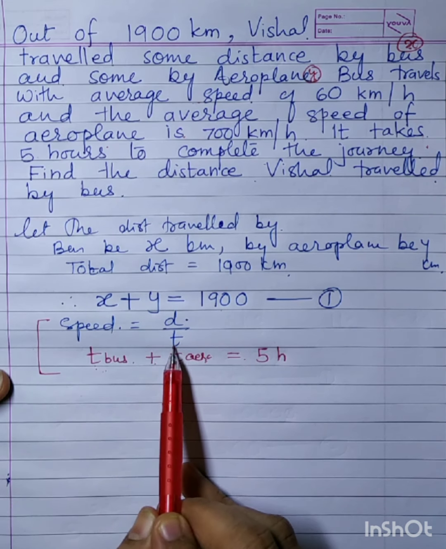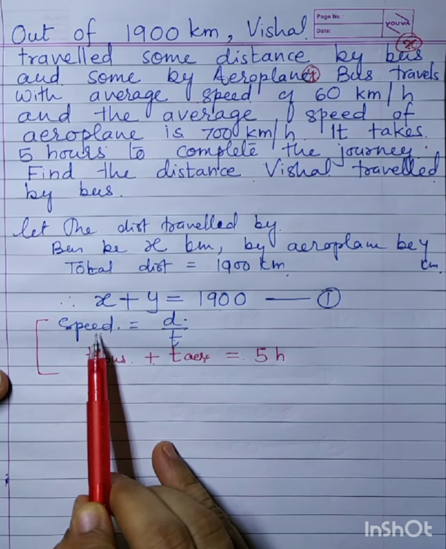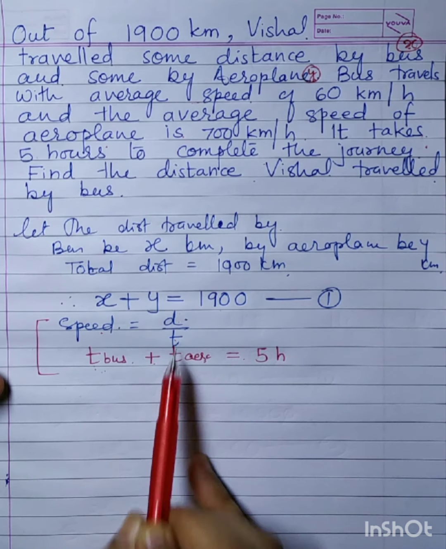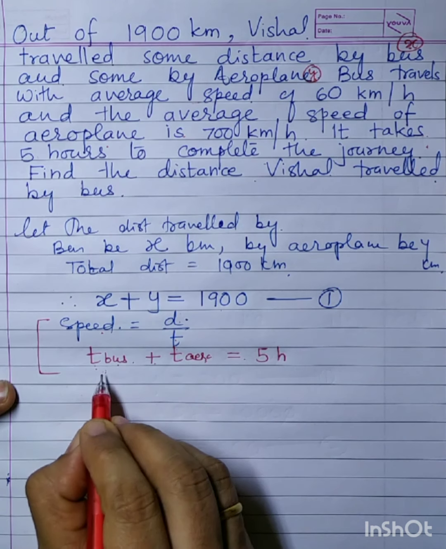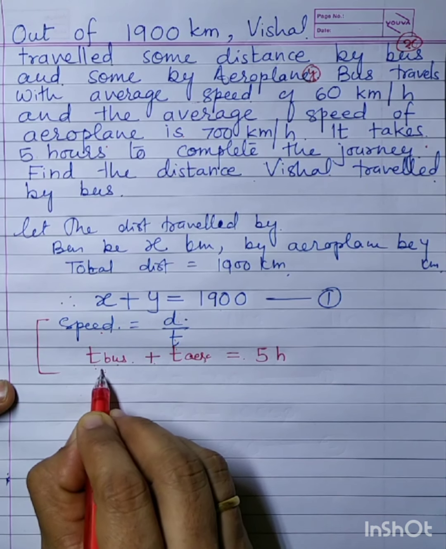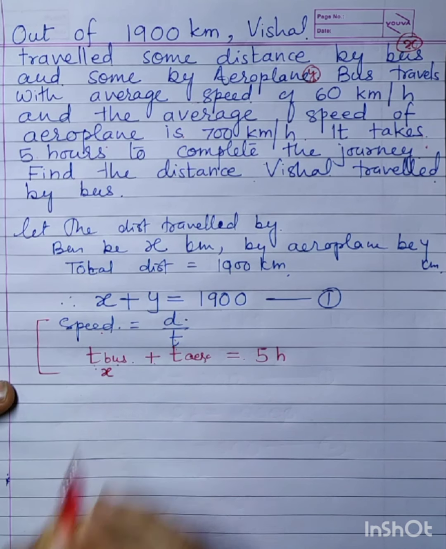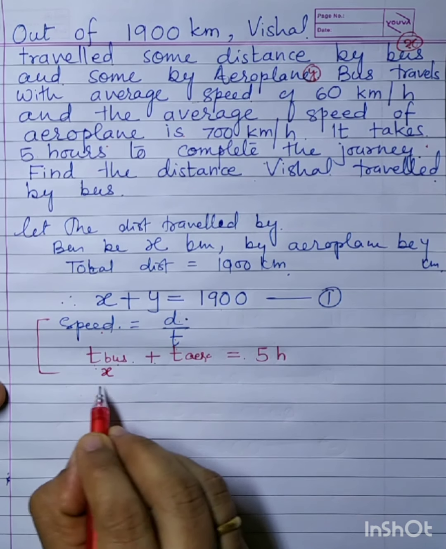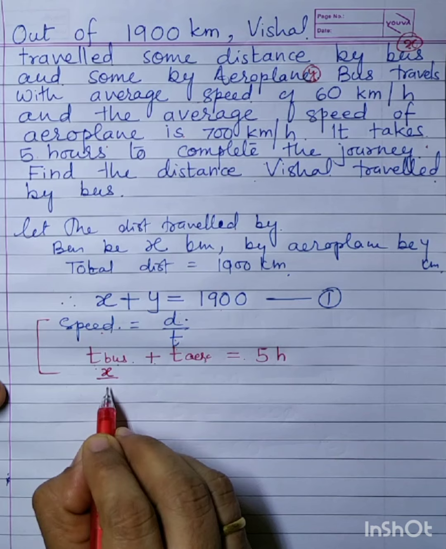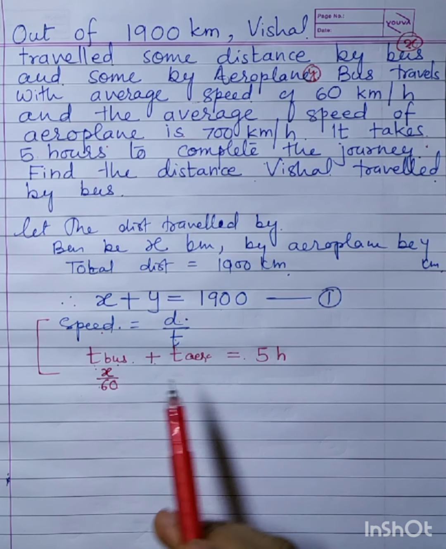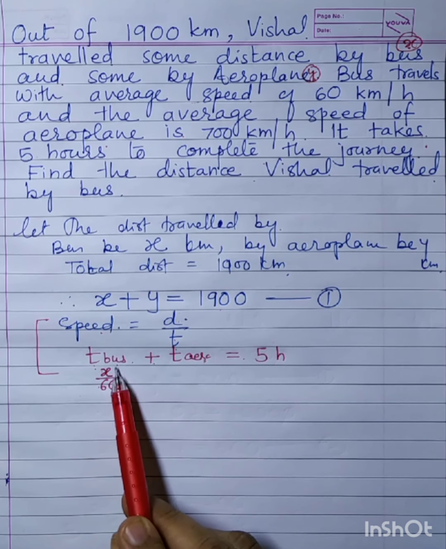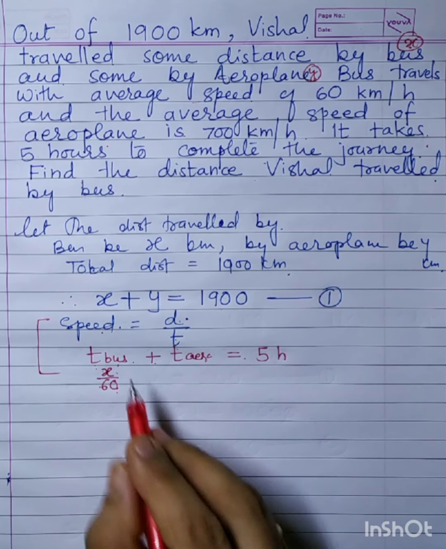Okay. Using this formula, speed is distance upon time. So time is equal to what? Distance upon speed. So how much will be the time taken by bus? How much is the distance traveled by bus? X. And what is the speed of the bus? Speed is given, 60. Have you understood? This is the time taken when Vishal was travelling by bus.